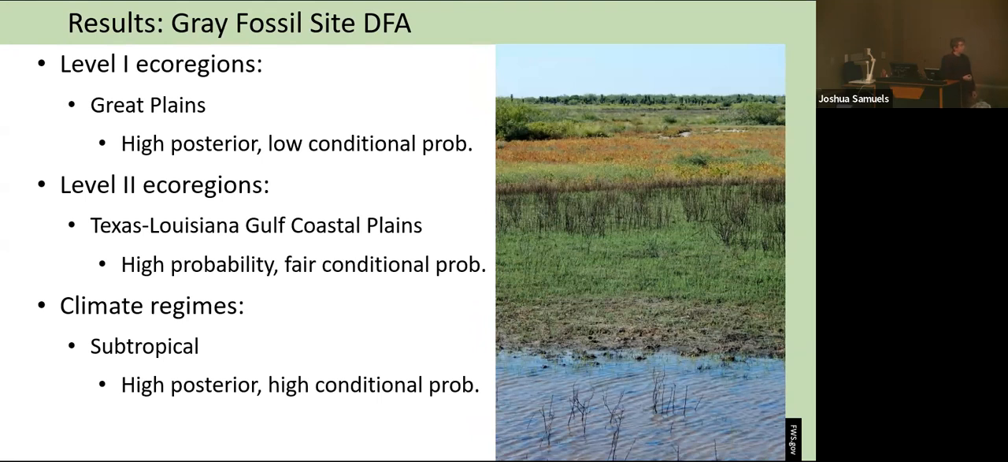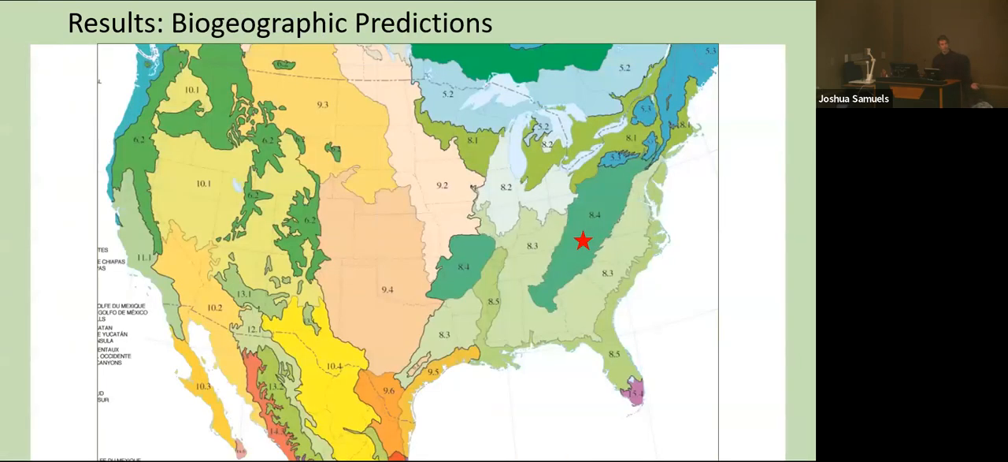When it did the level 2 ecoregions, it predicted it as the Texas, Louisiana Gulf Coastal Plains. Remember, that's the one that in our descriptive statistics kept matching up with. And it gave it a high probability and a fair conditional. So yeah, it probably is pretty close or within that Texas, Louisiana Gulf Coastal range composition. And then climate regimes, unsurprisingly, subtropical, absolutely. The conditional was like 99.8%. So it was very confident that the gray fossil site was landing not just near, but within the range of subtropical sites. Put that on a map so we can visualize that.